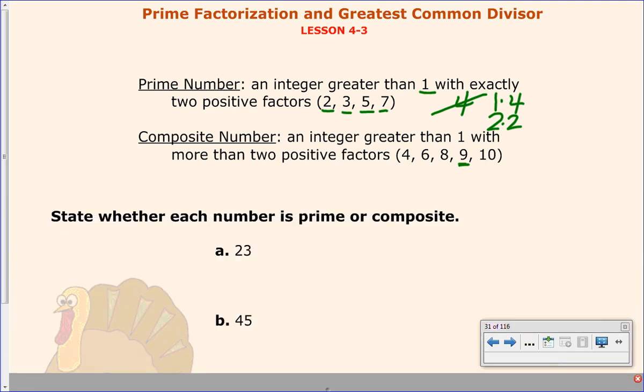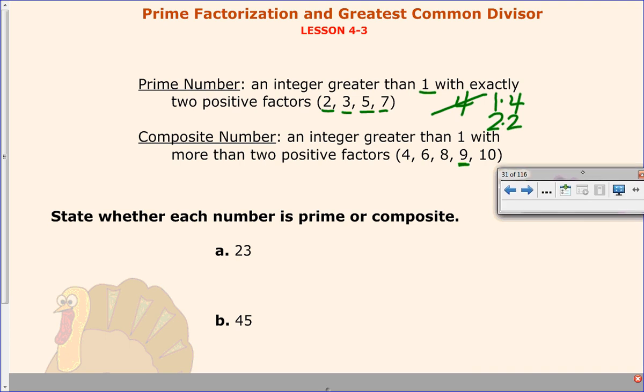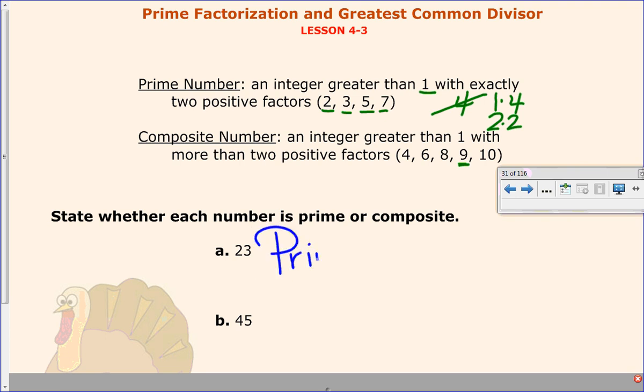So here, you need to state whether each number is prime or composite. So we take a look. Well, this goes back to the divisibility rules from 4-1. I know 2 can't go into it because it's an odd number. I know 5 and 10 can't go into it. So then you'll start looking at 3 or 9. Well, 2 plus 3 is 5. Well, 3 and 9 don't go into that. So this one is not composite, prime. Only 1 times 23 will give you 23.